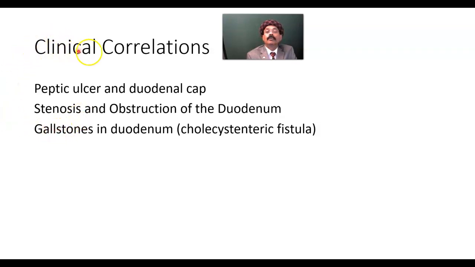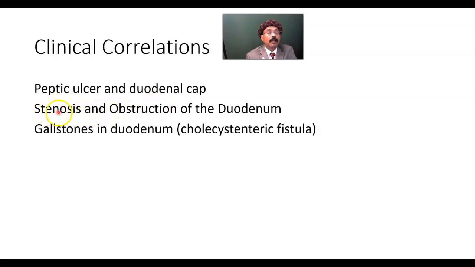Okay, so we have some clinical correlation. Peptic ulcer may happen in the stomach, or in the duodenal cap. The duodenal cap is a common site of peptic ulcer. The duodenal cap is the initial dilated part of the first part of the duodenum, or superior part of the duodenum.